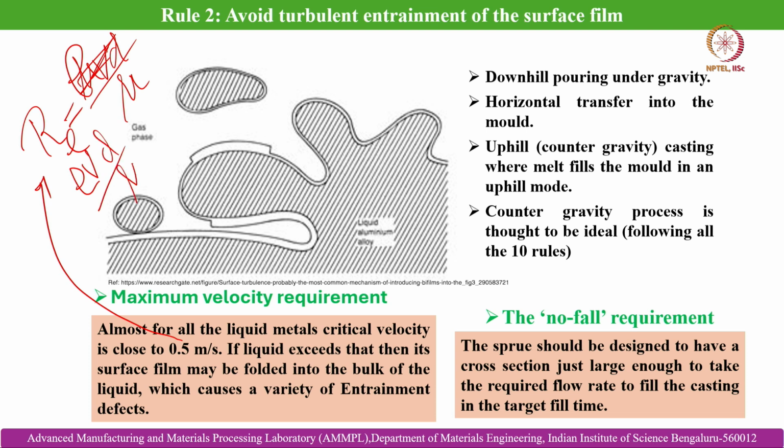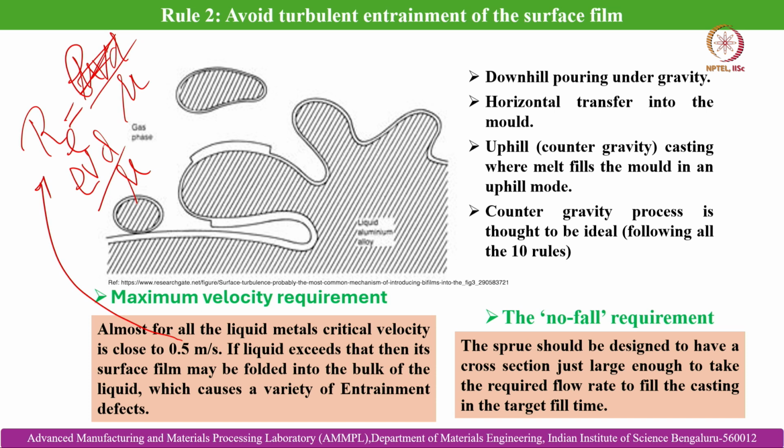So rho is the density of the melt, V is the velocity, and D is the diameter if it is flowing through a circular section, or the characteristic length if it is flowing through a flat section, divided by the dynamic viscosity. This value should be adjusted in such a manner that if the velocity is around 0.5 meter per second, then the Reynolds number will be in the laminar regime.